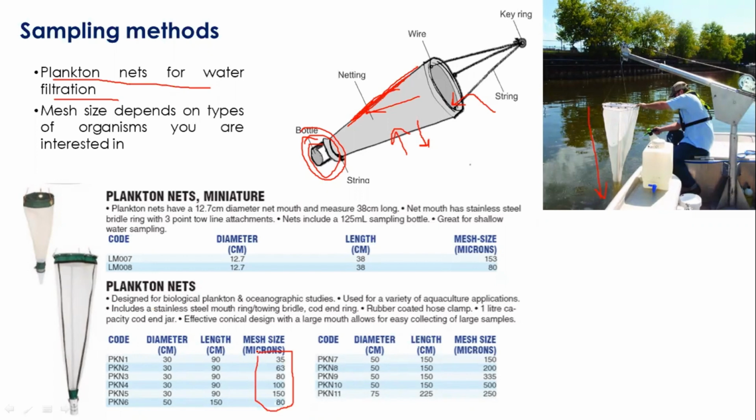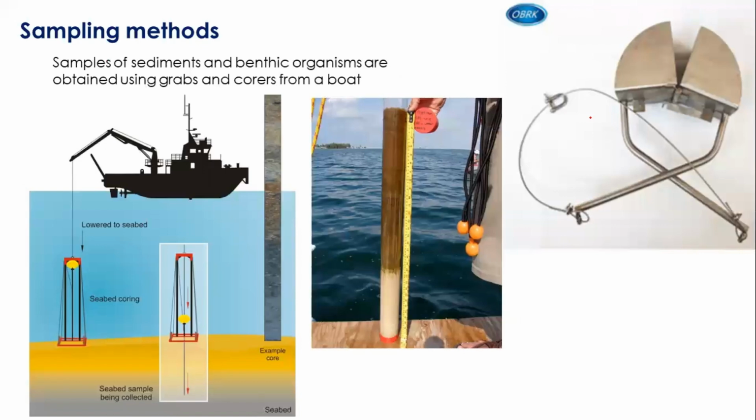This plankton net can be used mostly to collect phytoplankton and zooplankton. All the bacteria associated with the phytoplankton or the zooplankton will also be collected in this bottle, since they are attached to the phyto and zooplankton. And this is how you tow the net. I hope that's clear. So the first sampling strategy is utilizing plankton nets, and the mesh size will depend on the type of organism you are interested in. That is for the water column.